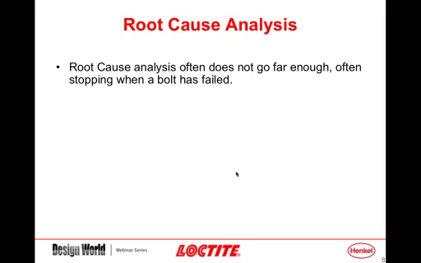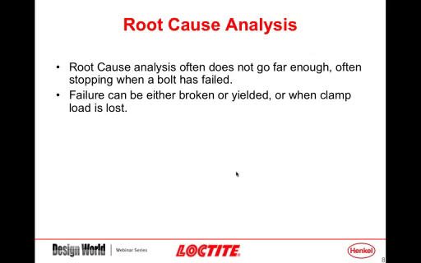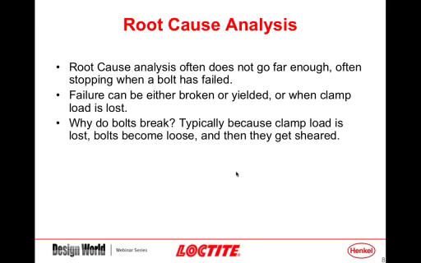Oftentimes, if it says it just was a loosening, that doesn't tell you enough. When you do get a failure, you could be looking at the results of the failure, which is either a broken or yielded fastener. And at that point, that still hasn't told you enough about what was going on in the situation. You need to dig a little bit deeper, and you really need to understand, again, going back to those big three we talked about, what was the problem? Was it that it didn't have enough clamp load to start with, or did it lose that clamp load somewhere along the line and then fail?